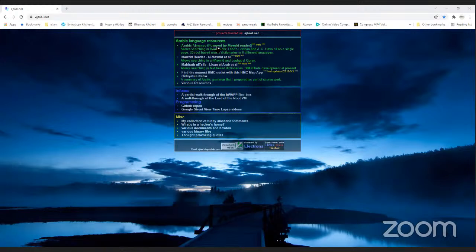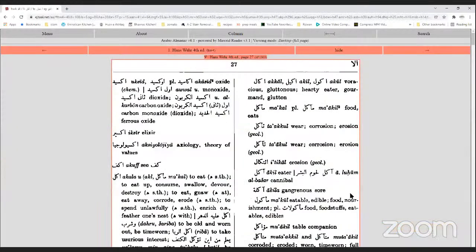Here you use this. This is the oldest and very well-known and acceptable dictionary, by Hans Wehr, and you select the first one. I'm highlighting it with the mouse. There are various dictionaries here, but you select this first one. Brothers and sisters, remember this point. You can write it down in your notes. Go to ejtal.net and select this first one, the Arabic Almanac. Click on that, and you will end up in this dictionary.